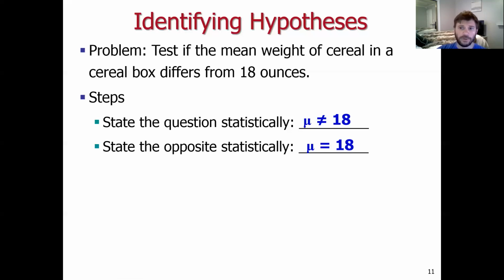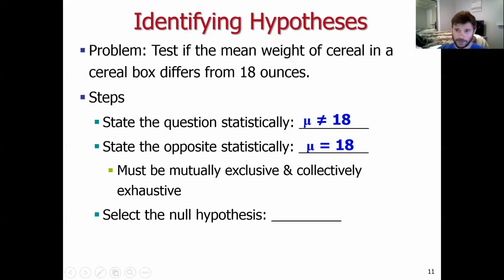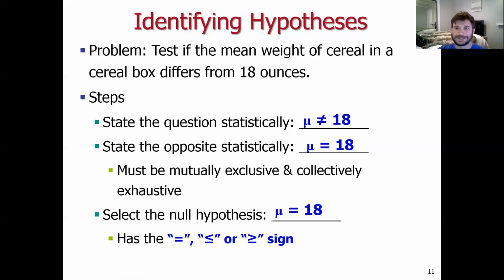Again, note the alternative and the null. The alternative being the top one, the null being the bottom one. They are mutually exclusive and collectively exhaustive events. Now, which one is the null? Well, we already saw that because this equality shows up here, the null has to be that mu is equal to 18. That is what we are trying to show. And it has the right sign here.